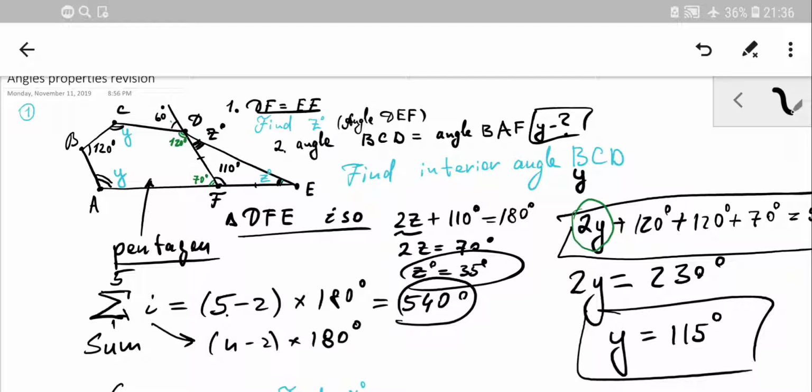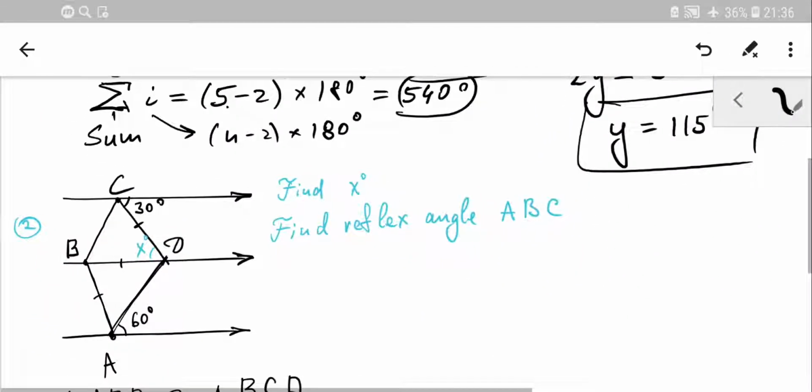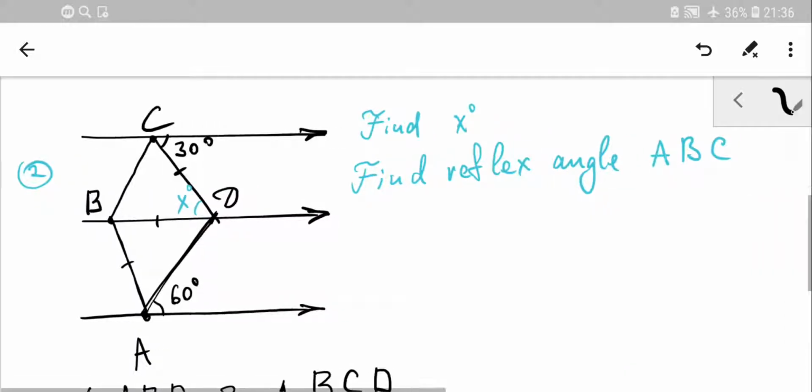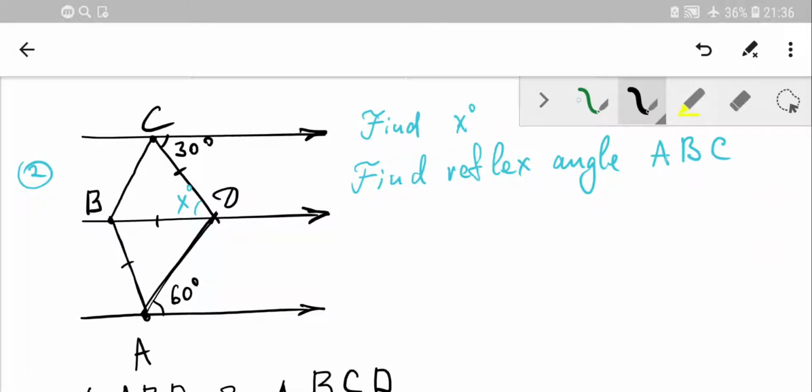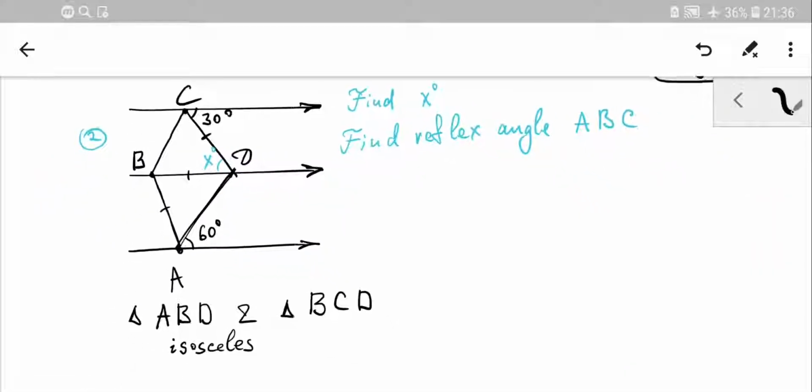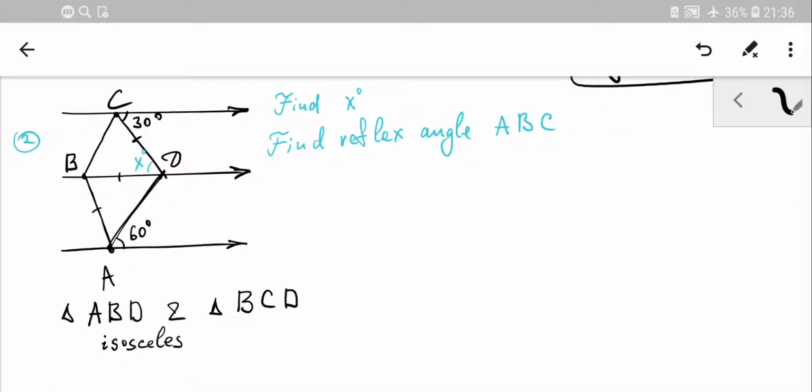We found all the angles, and that's actually interior angle for BCD. All right, so next one. So pay attention to what is here. Okay, so we have 3 parallel lines. Parallel means little arrows that show you 3 lines parallel. So question, find x, angle x, it's here.